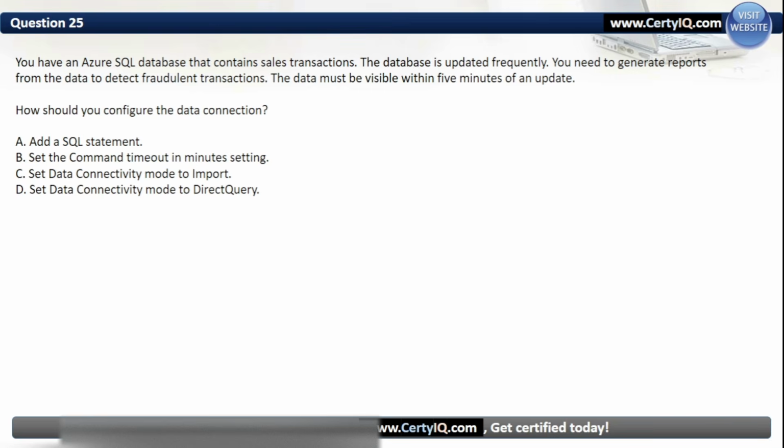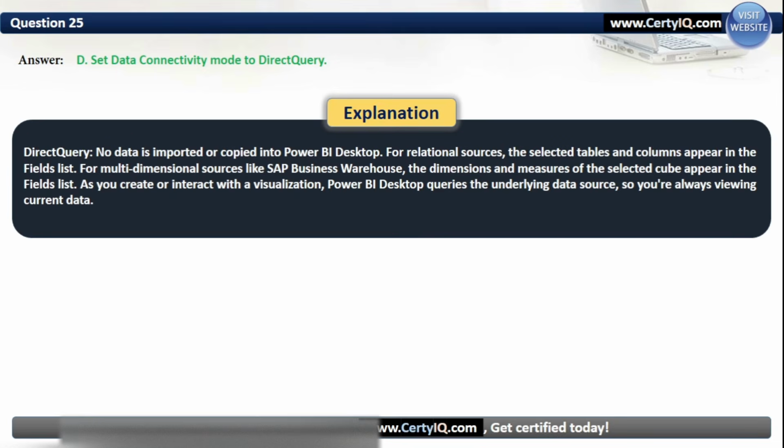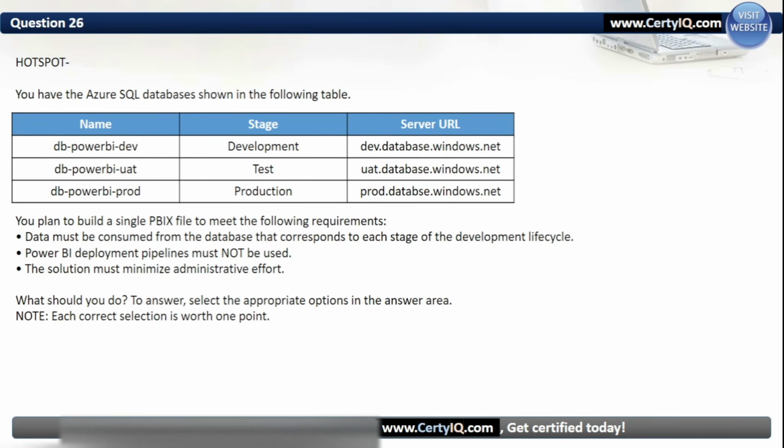The correct option is D. Set data connectivity mode to DirectQuery. About DirectQuery, no data is imported or copied into Power BI Desktop. For relational sources, the selected tables and columns appear in the field list. For multidimensional sources like SAP Business Warehouse, the dimensions and measures of the selected cube appear in the fields list. As you create or interact with a visualization, Power BI Desktop queries the underlying data source, so you are always viewing current data.